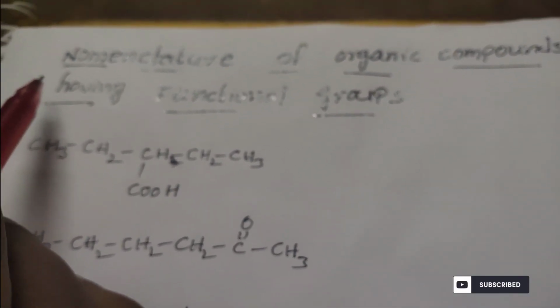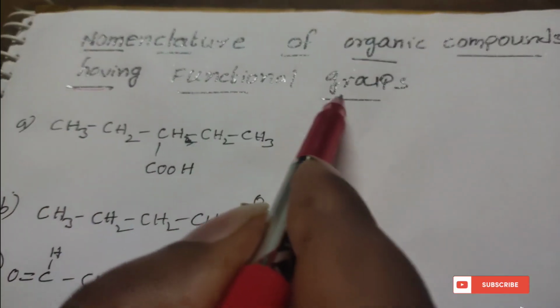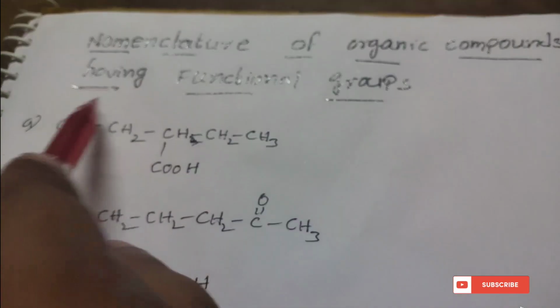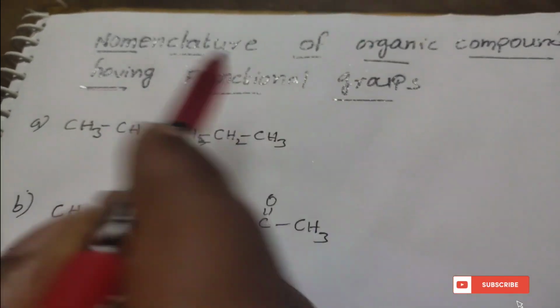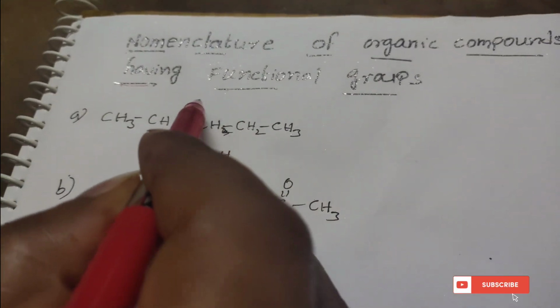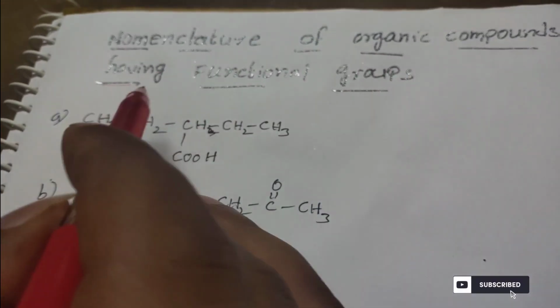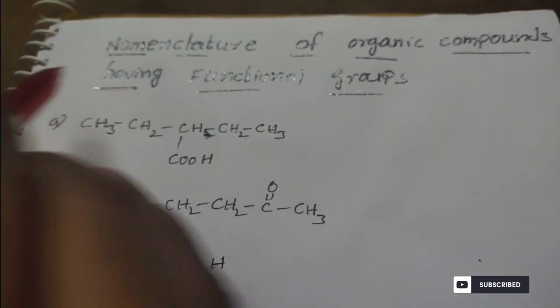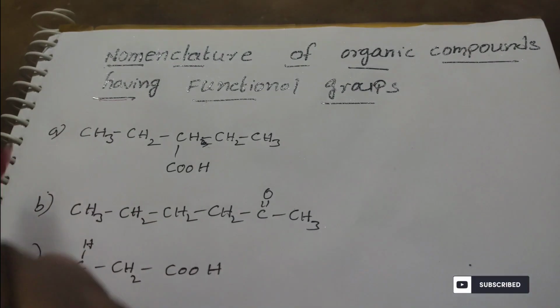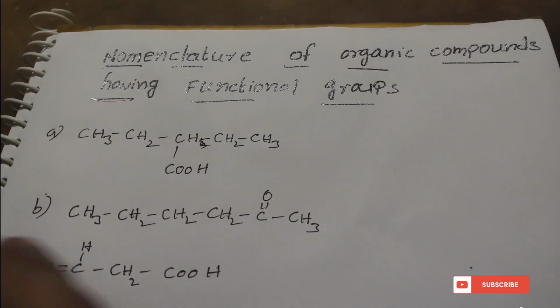Hi students, today we will discuss one of the important topics, that is nomenclature of organic compounds having functional group. In the previous video, we discussed the nomenclature of organic compounds having branched chains, but here there is a functional group. And here I am writing three examples: A, B and C.